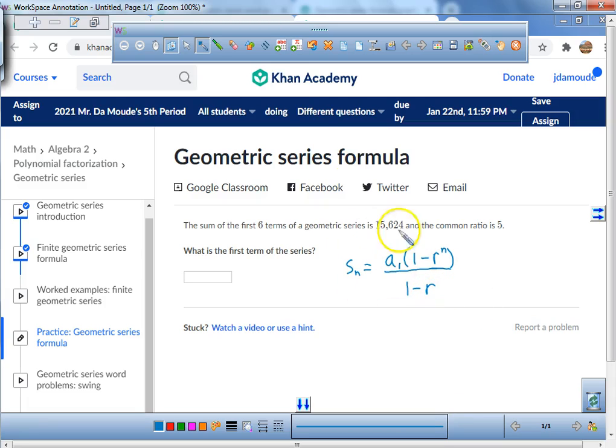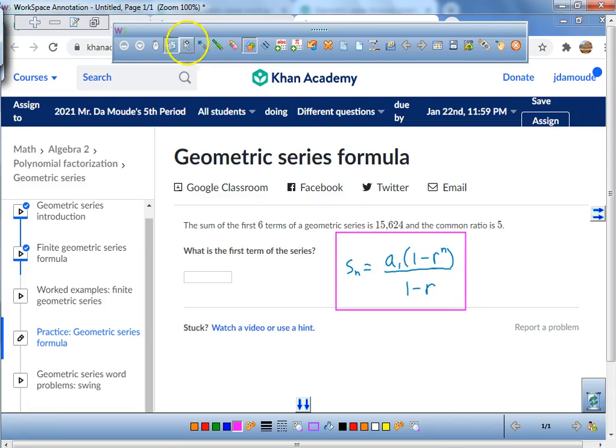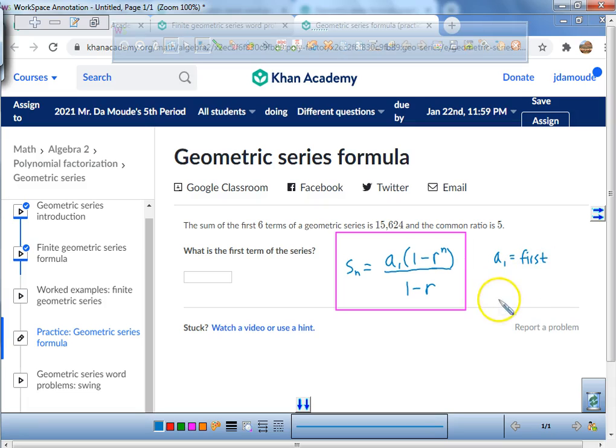That's the formula you need to have in your journals so that you understand what you need to plug in. S of n means the summation of all of them. What is A sub 1, or what does that mean? That's your first term. What does r represent? The common ratio. And n just represents the number of terms.